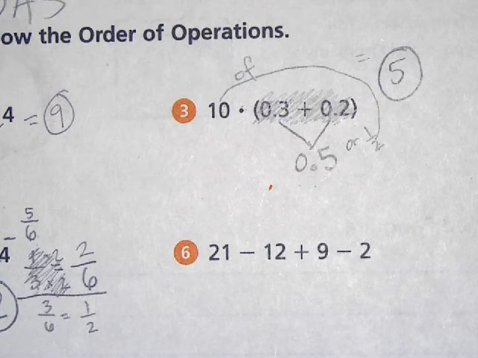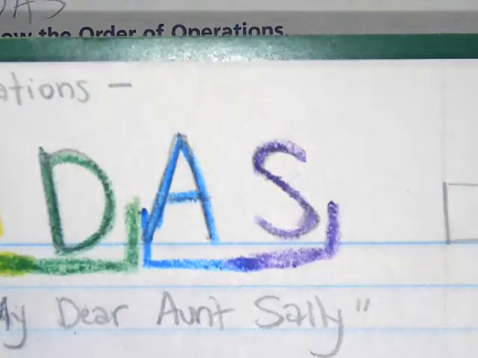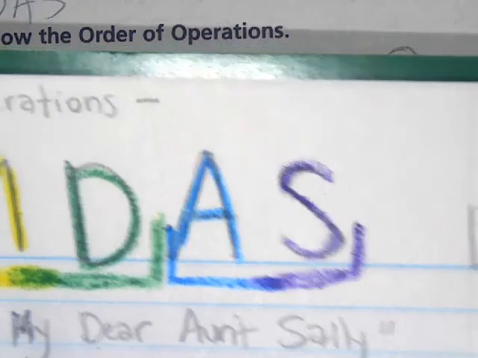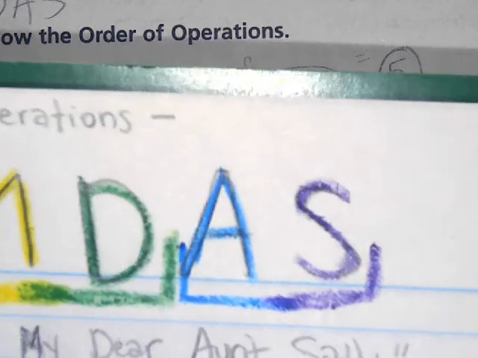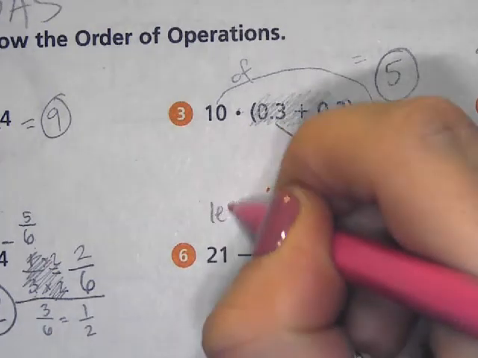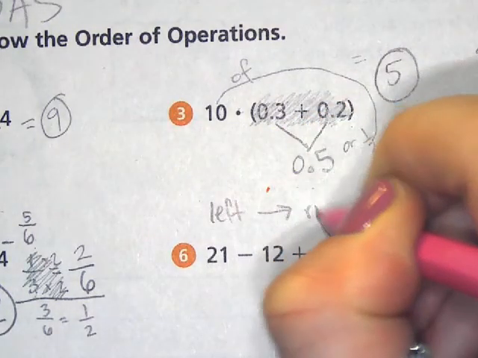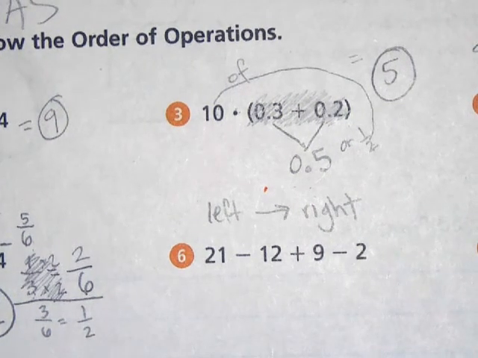All right, number 6. Wow, lots of operations. Subtract, add, subtract. Well, look at your PEMDAS notes. So all of that information is just right here. Subtract, add, subtract. Well, they're connected, and there's no other operation. So what do we do? Work left to right. We're going to write that on this. We're going to write left to right.